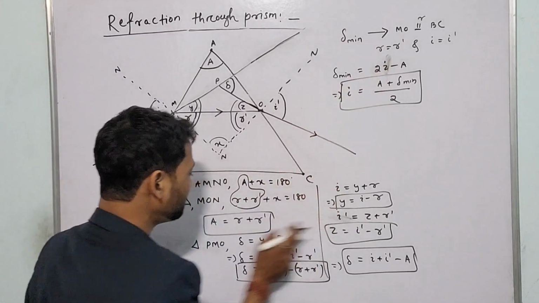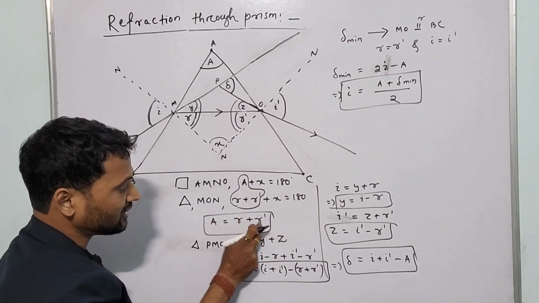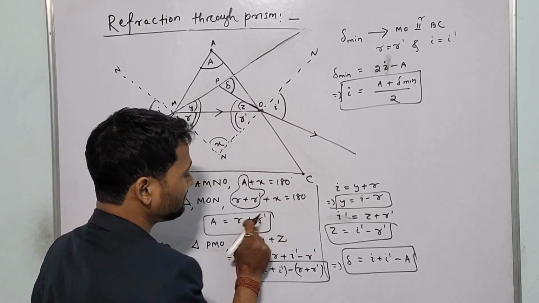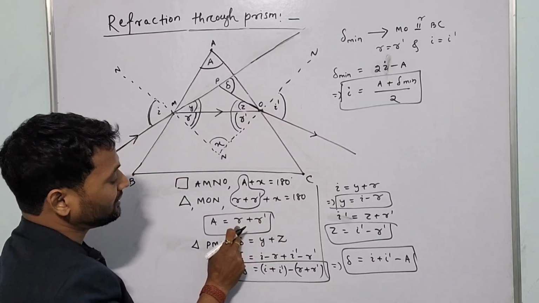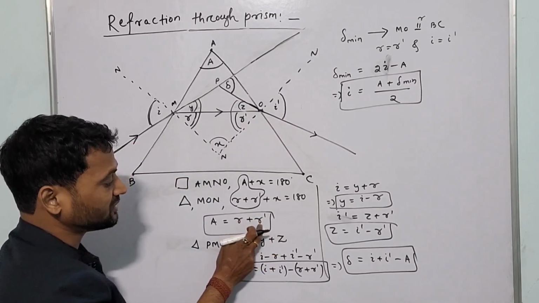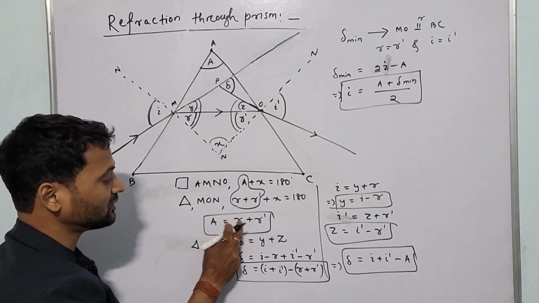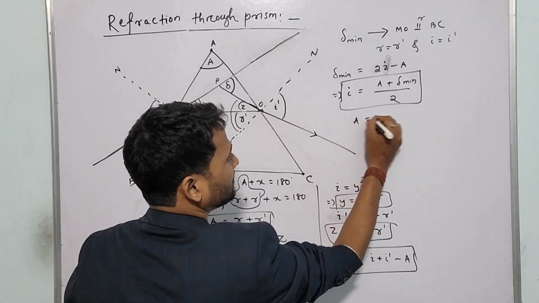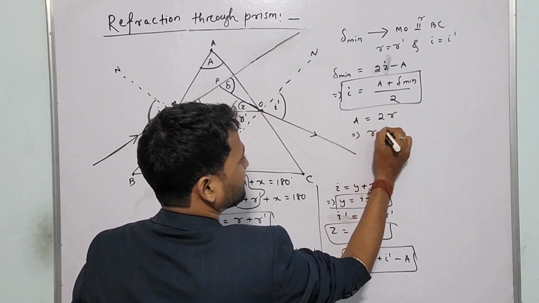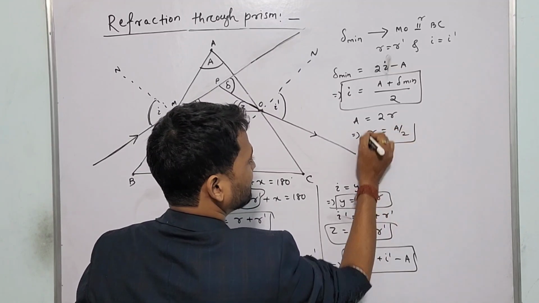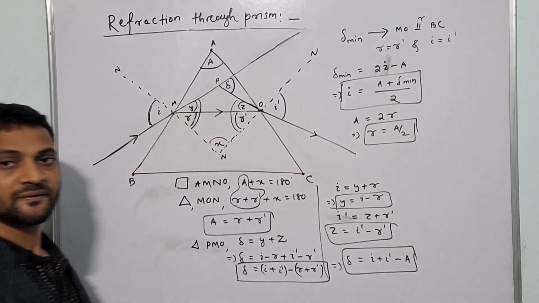Similarly for angle of minimum deviation यहाँ पे अगर डाल देते हैं, A will be equal to R plus R dash. For minimum angle of deviation का condition क्या है? R must be equal to R dash. मतलब A will be equal to 2R. So R कितना है? A by 2. Done. मतलब I मिल गया, R मिल गया.